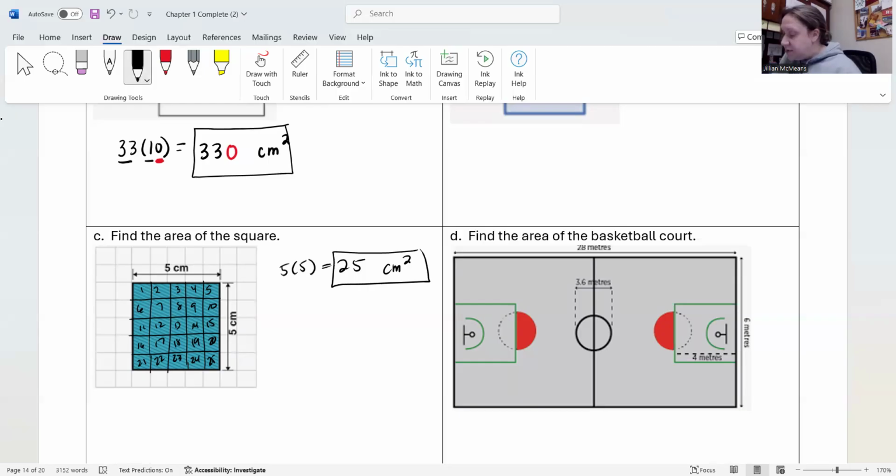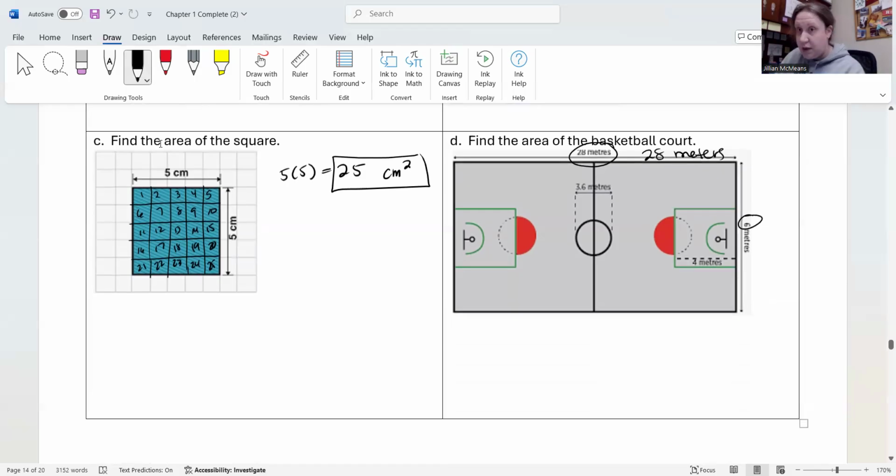Okay, now last up it says find the area of the basketball court. It's a little hard to see, but this right here says 28 meters. And this is 6 meters. So we want to, let me give us a little bit more room. We want to take length and width. So length is 28. Multiply it by 6.